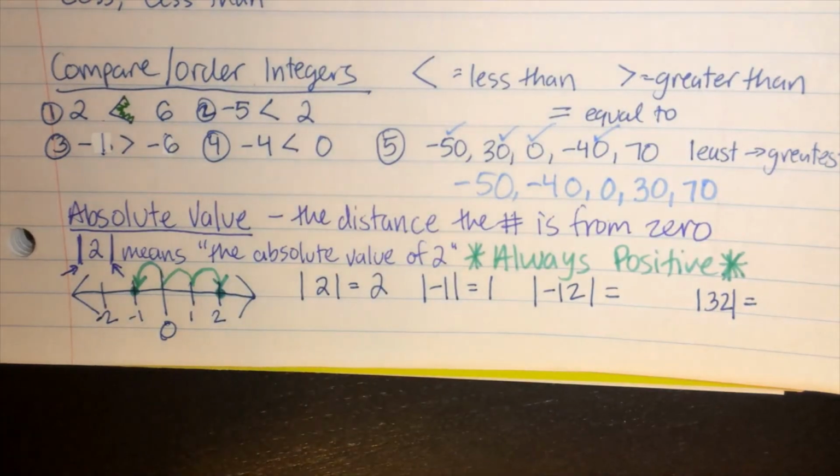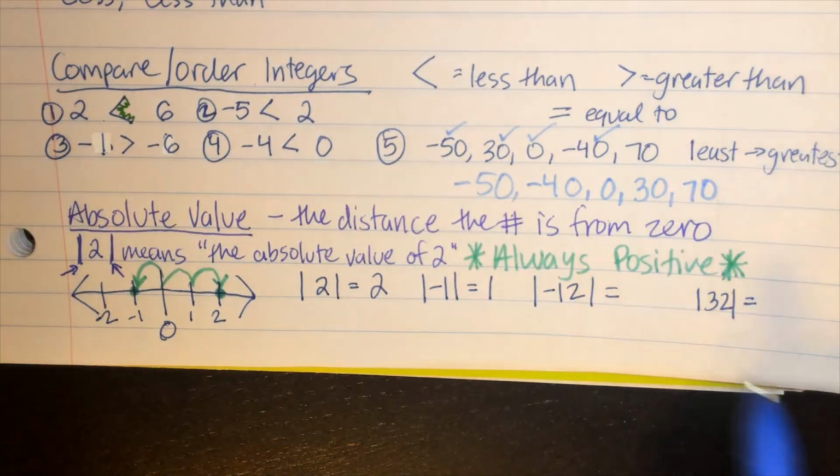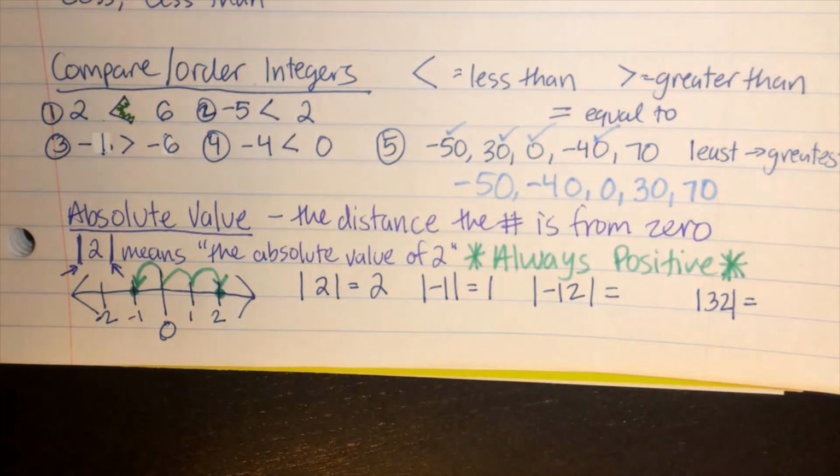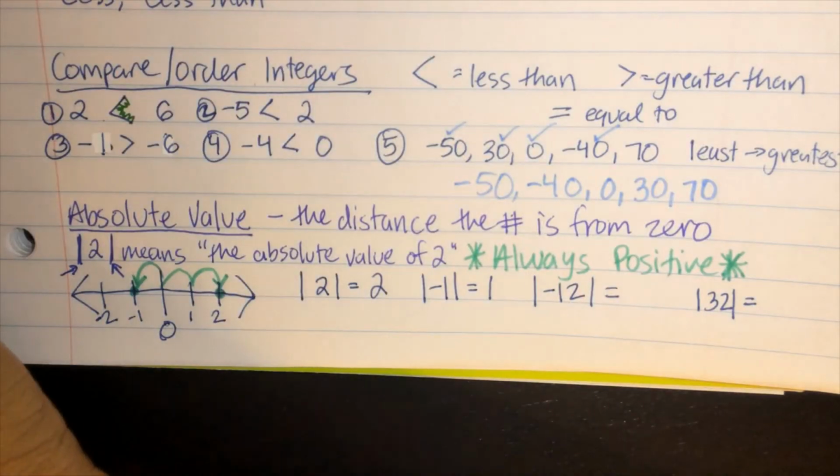Mr. Daniel, can we also draw the number line? Yeah, you can put it on the number line too. If that helps you out, it might be hard to get to 32, but if you want to use part of the number line to help you, that's okay. No problem. Okay.